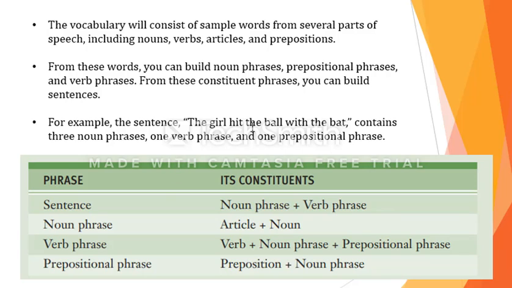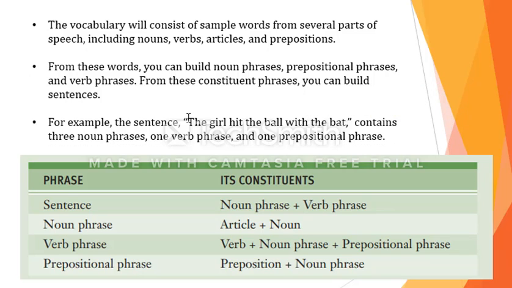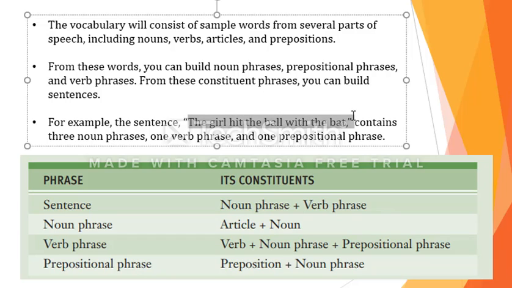What is the verb phrase? Hit. Okay, nothing but the verb, the action. So hitting the ball is an action. Okay, and the one prepositional phrase is the. Okay, the is the preposition. So this sentence contains 3 different parts: noun phrases, verb phrases and prepositional phrases. So how many noun phrases are there? 3 noun phrases. What are those noun phrases? Girl is a noun, ball is a noun, bat is a noun. So name, place, thing, all these are called nouns.